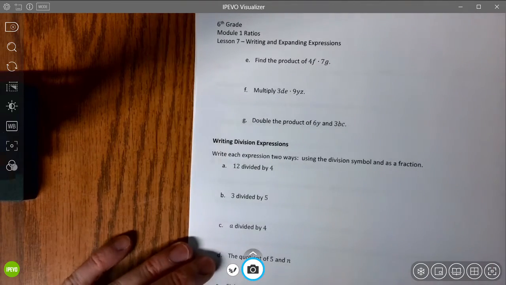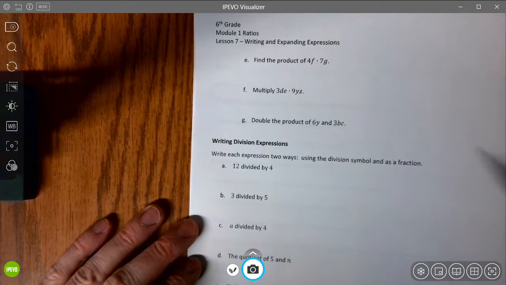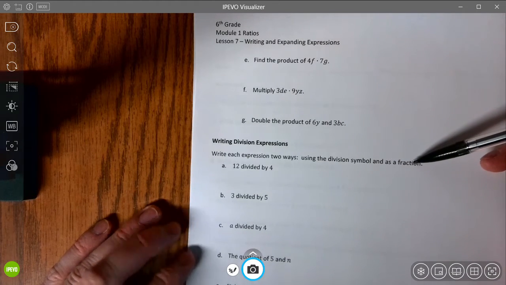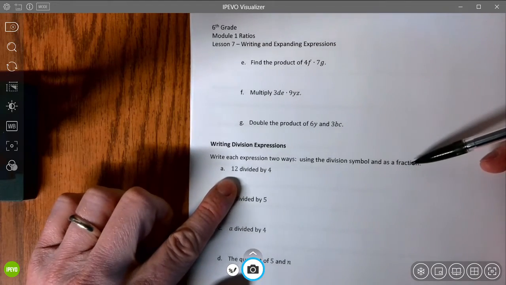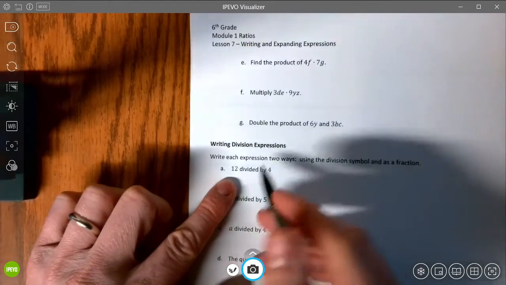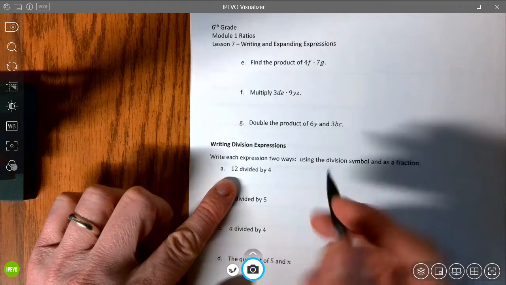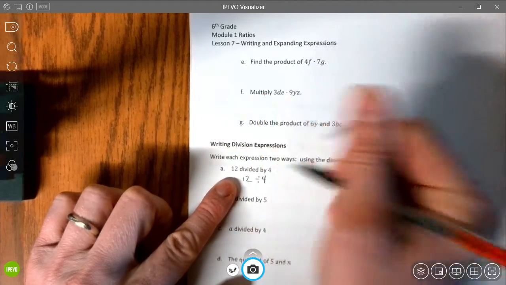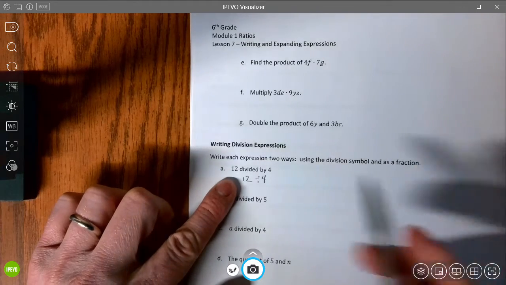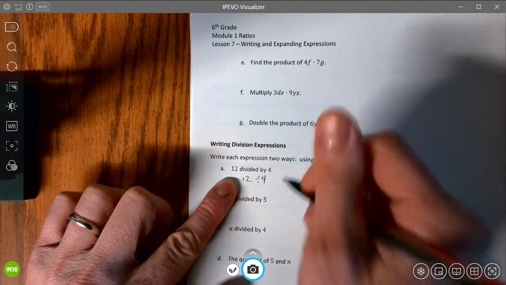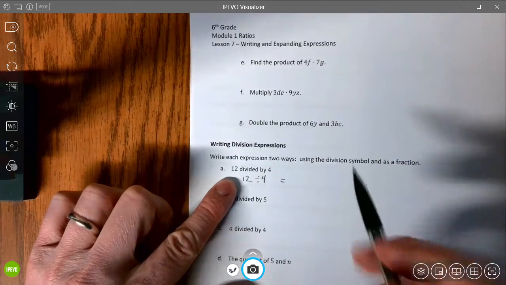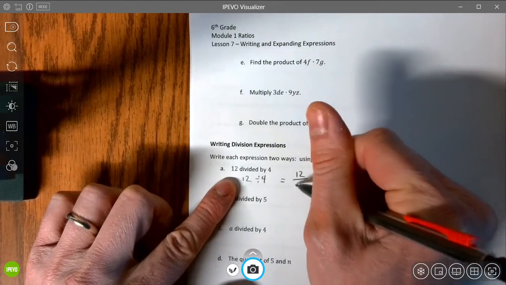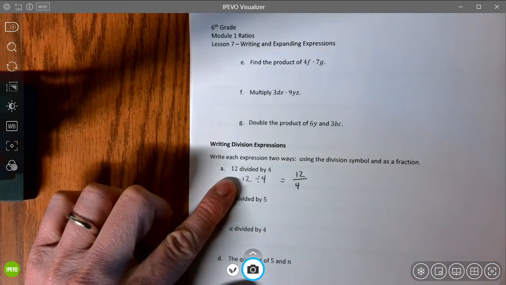On the back here, we have write each expression 2 ways, using the division symbol and as a fraction. So, 12 divided by 4, using a division symbol, it's just 12 divided by 4. And you should all know that we can write that as a fraction, 12 over 4.